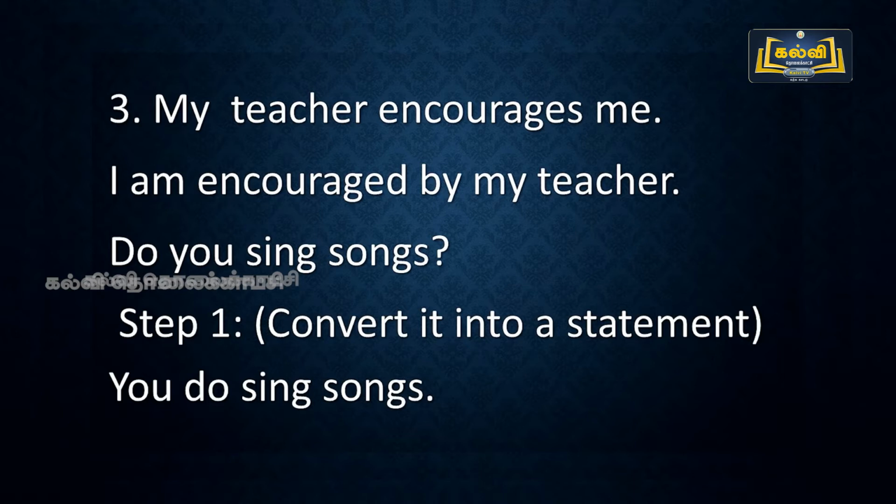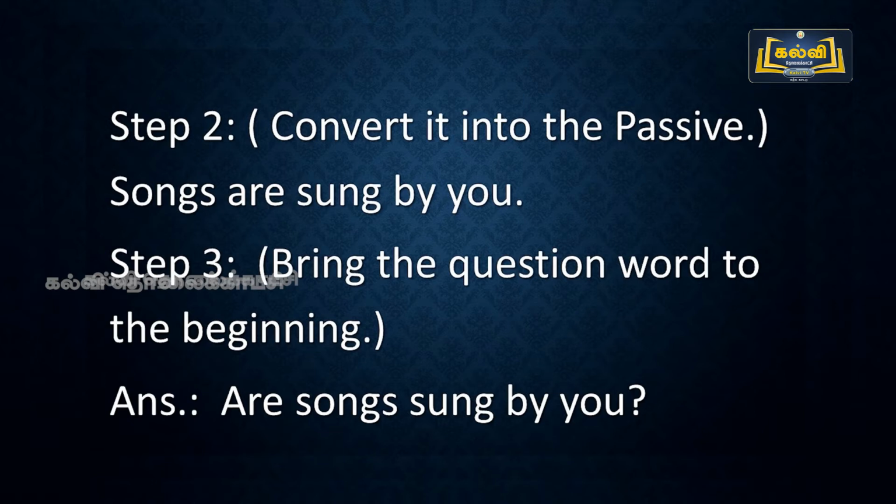Now look at the next sentence. Do you sing songs? This is an interrogative sentence. And remember, I told you that an interrogative sentence should remain in the interrogative form in the passive too. So look at this. We'll just divide it into 3 simple steps. Step 1. Convert the sentence into a statement. So it is, you do sing songs. Next step, convert it into the passive. You do sing what? Songs. Songs, plural, simple present. So are. Sing, present tense, sang, past tense, sung, past participle. So songs are sung by you.